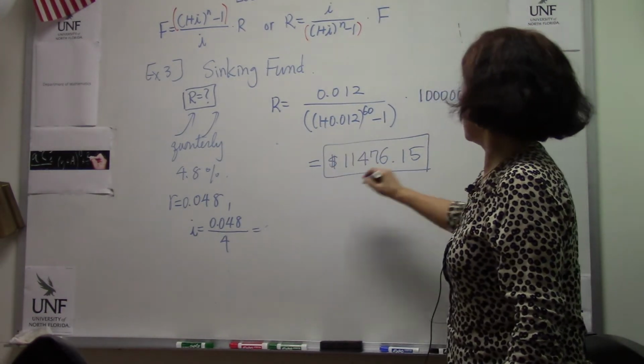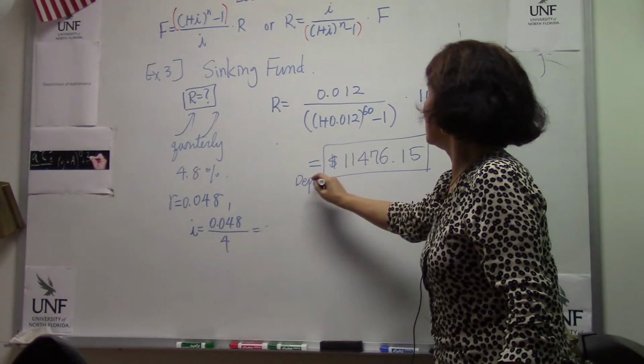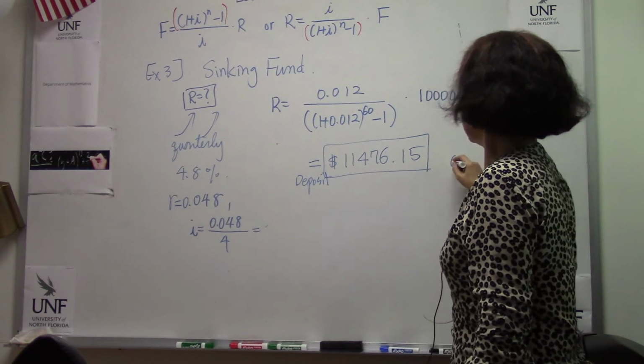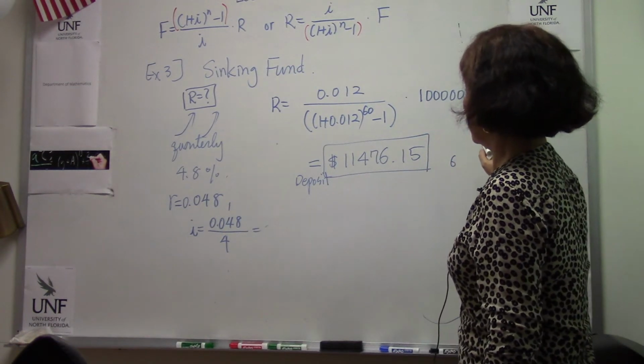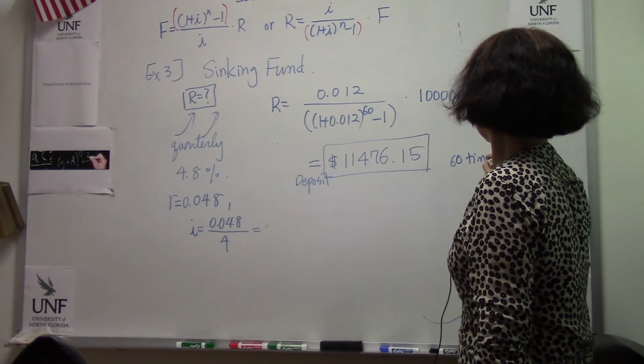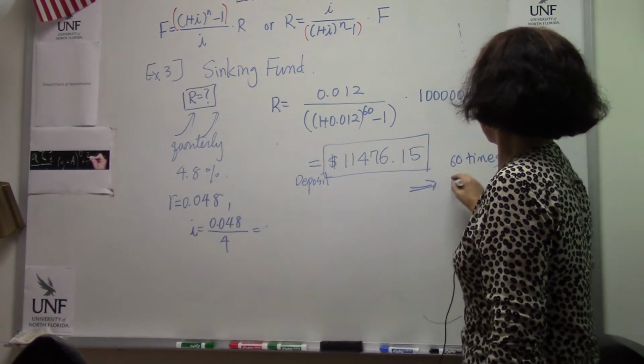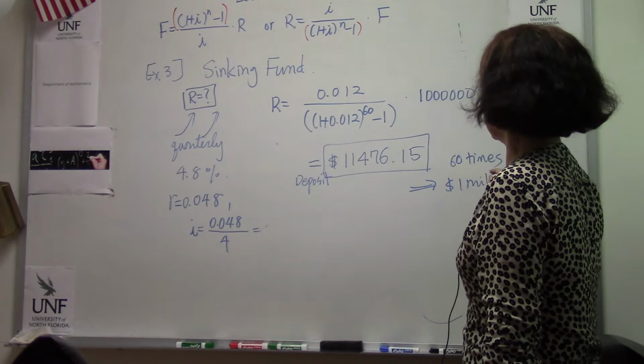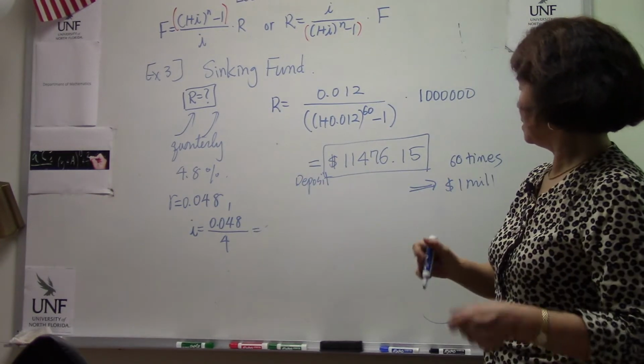Okay, so this is R. In other words, they are going to deposit this 60 times, and then they are going to have 1 million. This is just a short summary for that.